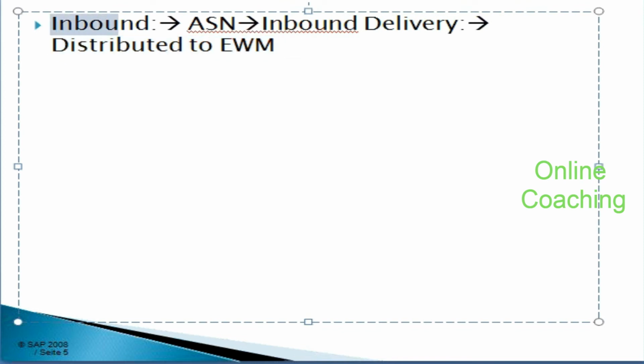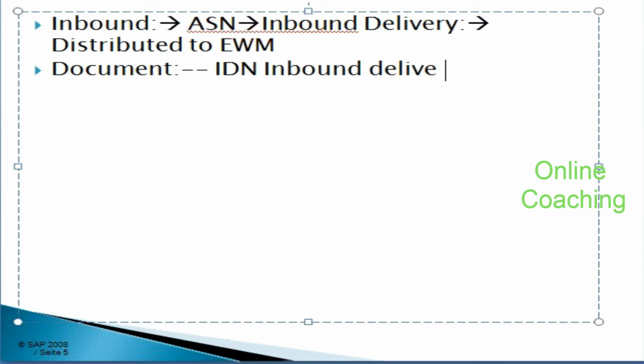So assuming that, in the inbound process, the vendor sends the ASN, I go and create my inbound delivery. This inbound delivery will be distributed to the EWM. The first document in EWM is called the IDN, or inbound delivery notification.